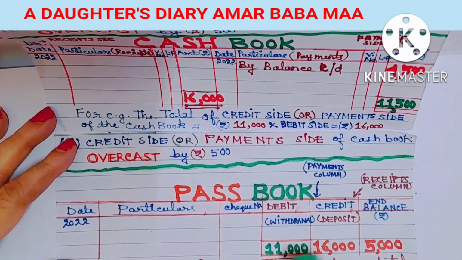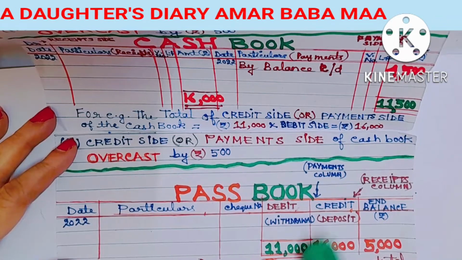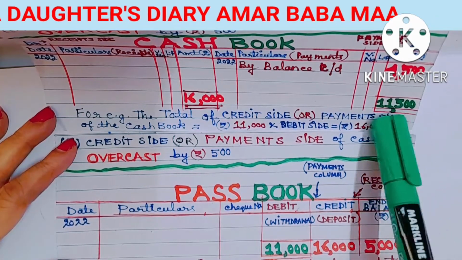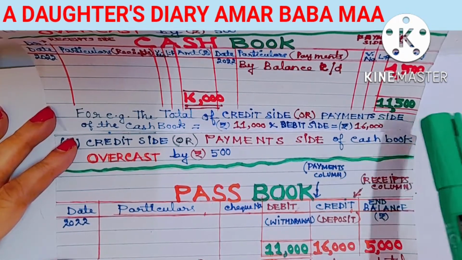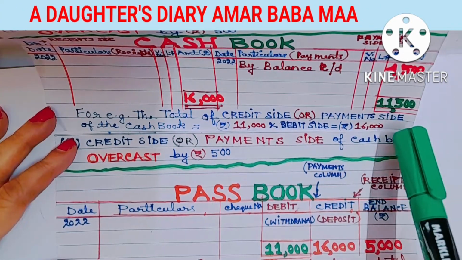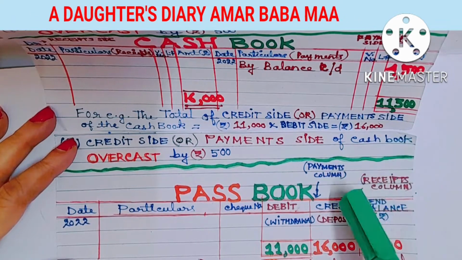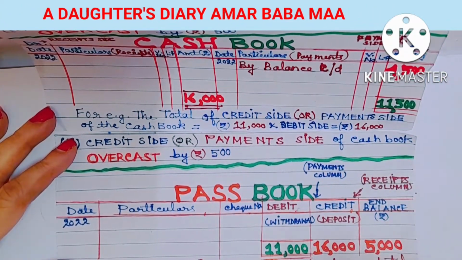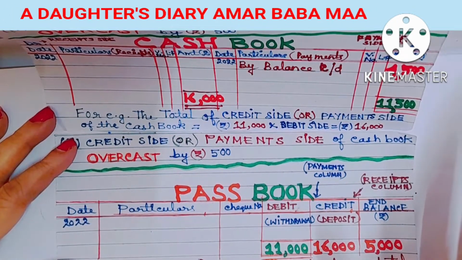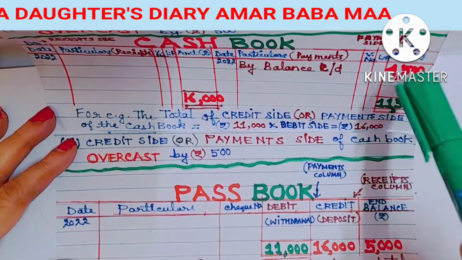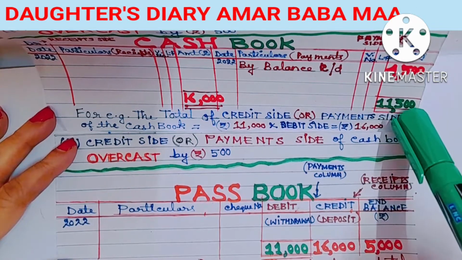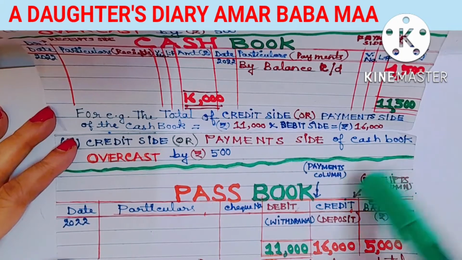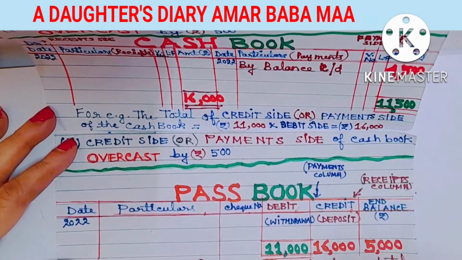Okay. So passbook total is correct, 11,000. But the payment side or credit side of cash book is 11,500. Why? Because credit side or payment side of cash book has been overcast. Overcast মানে কি? Totalটা increase করেছে by 500. Okay, businessman ভুল করে টোটালটা 11,500 লিখে দিয়েছে instead of 11,000. ভুল টোটাল করেছে. So total হয়ে গেছে 500 extra.